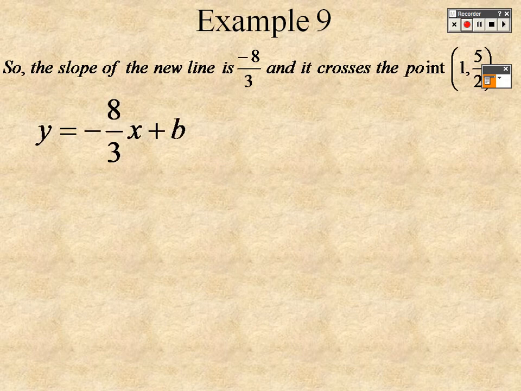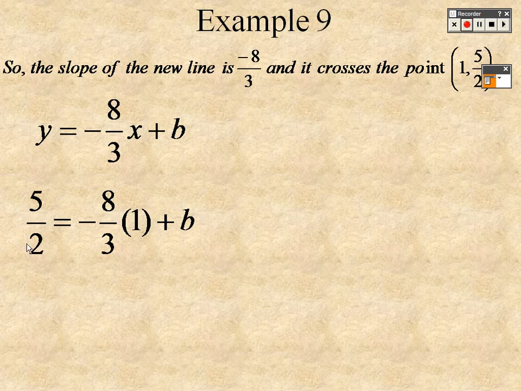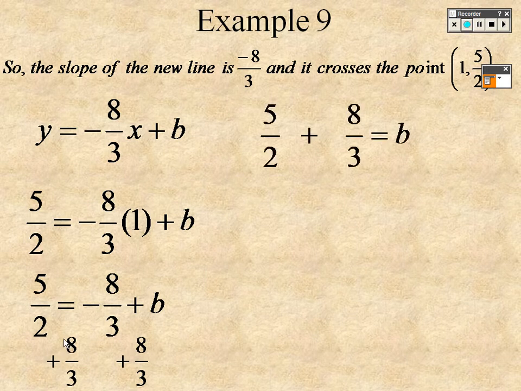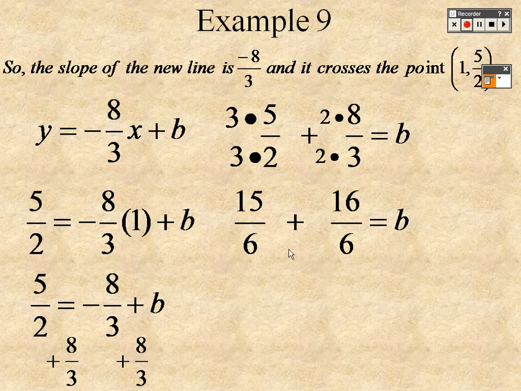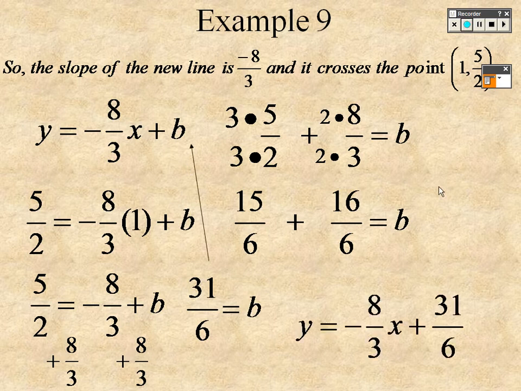So y equals negative 8 over 3 x plus b, and that's what I'm plugging in. So x becomes a 1, and y becomes 5 over 2. Negative 8/3 times 1 is negative 8/3. I add 8/3 to both sides to figure out what b is. Find common denominators by multiplying by 3 and by 2. So I end up with 15 over 6 and 16 over 6, which is 31 over 6. So I put 31 over 6 in there, and there is my answer.